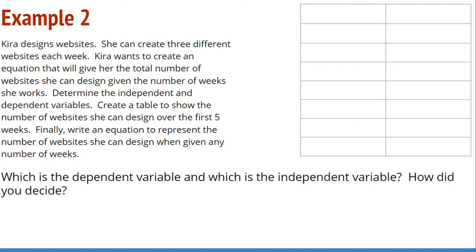All right, let's look at example number 2. Kira designs websites. She can create 3 websites each week. Kira wants to create an equation that will give her the total number of websites she can design given the number of weeks. So somebody's going to say, if you work for this many weeks, how many websites can you design? Determine the independent and dependent variables.